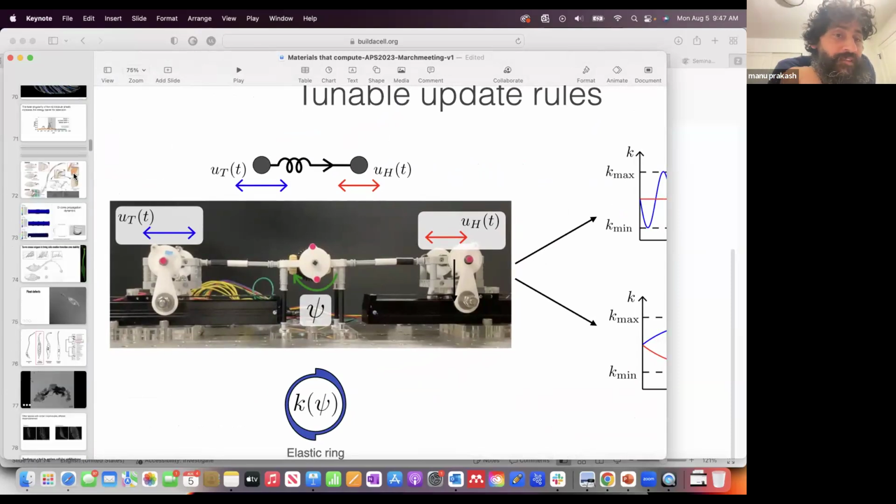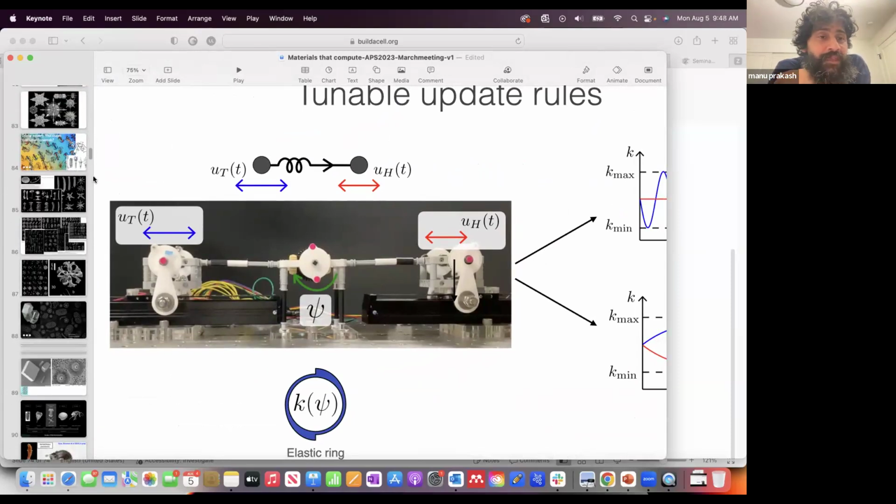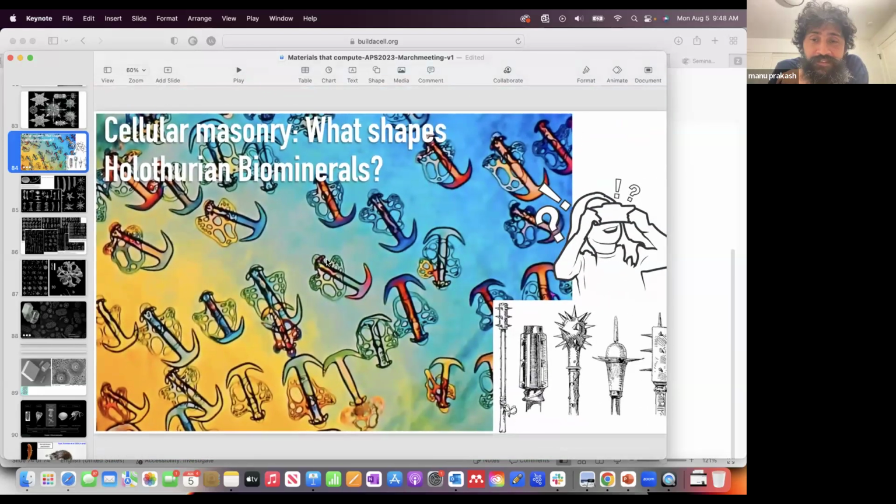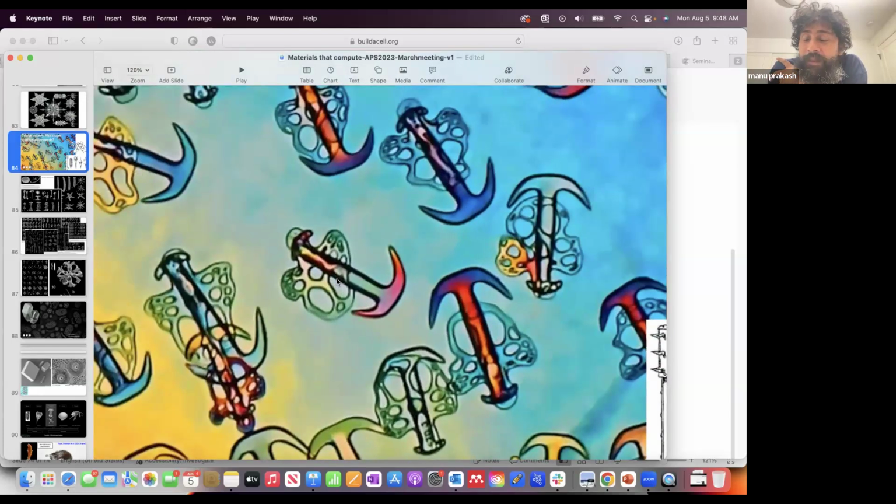So there's lots of other things I wanted to mention. Maybe I'll just mention one single image of this, and then you all can read the paper. We've been thinking quite a lot about how cells encode materials, and especially the rules of biomineralization.